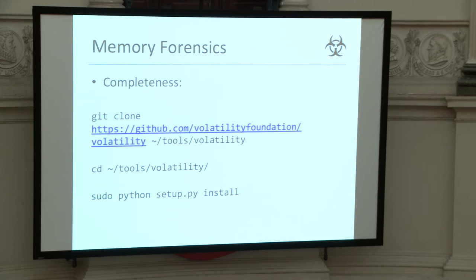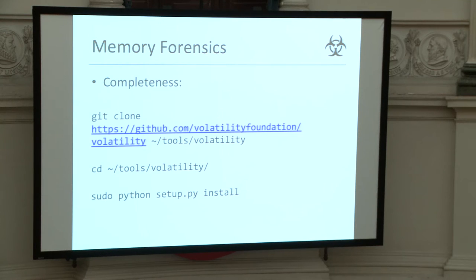Then on to volatility. Volatility is also on GitHub. So it's simple: clone it, and then run python setup.py install. It's pretty boilerplate.